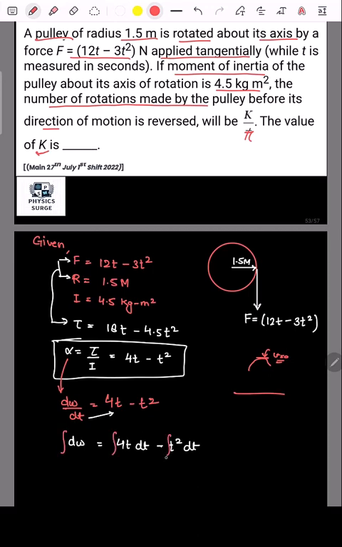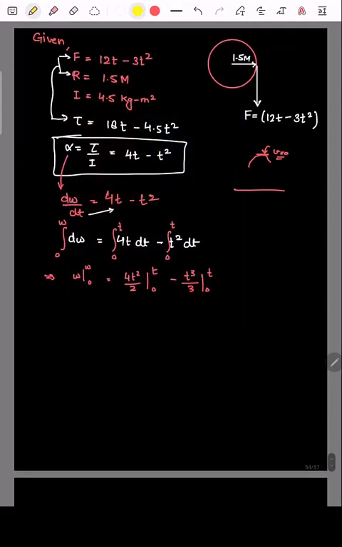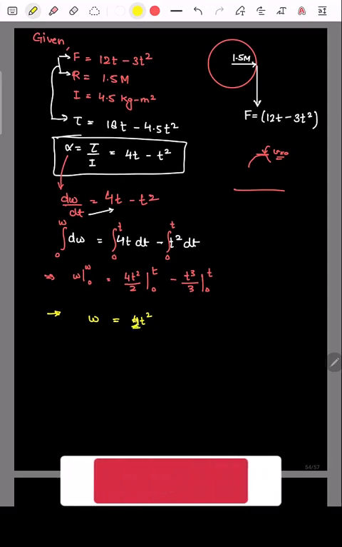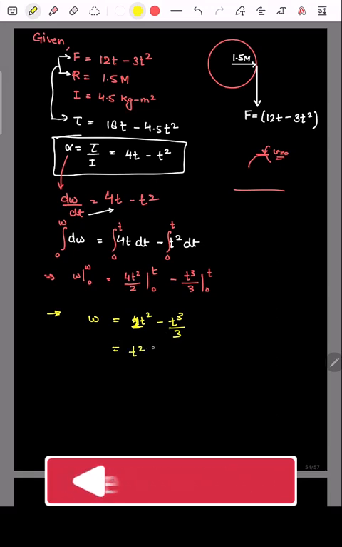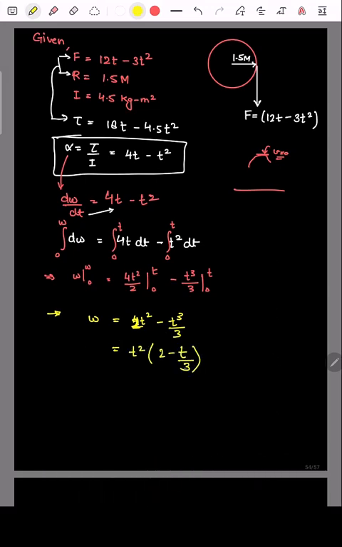Integrating from 0 to t and from 0 to omega, we get the equation as omega, limits 0 to omega, 4 t square by 2 limits 0 to t minus t cube by 3 limits 0 to t. Hence we can write omega equation as omega equal to 4t square by 2, which can be written as 2t square minus t cube by 3. Taking t square common, we get 2 minus t by 3.